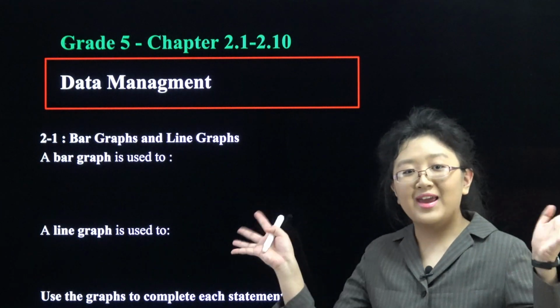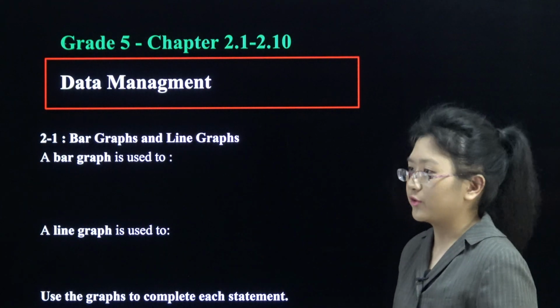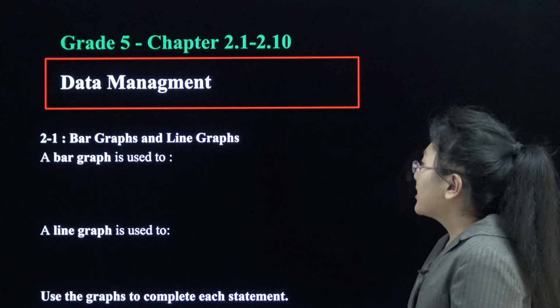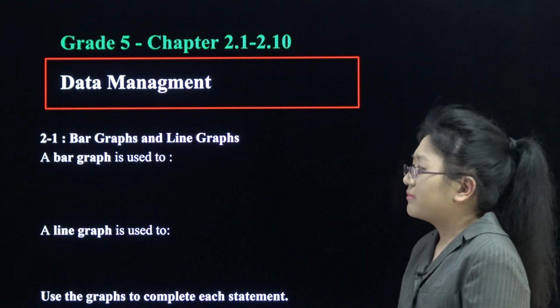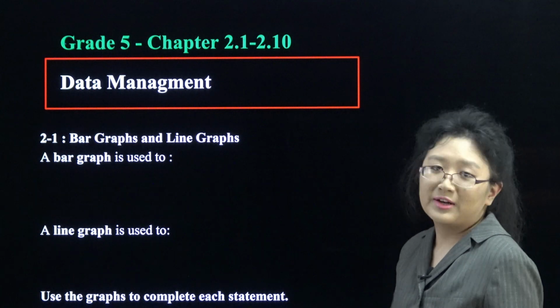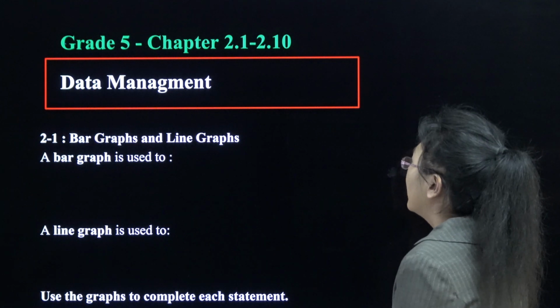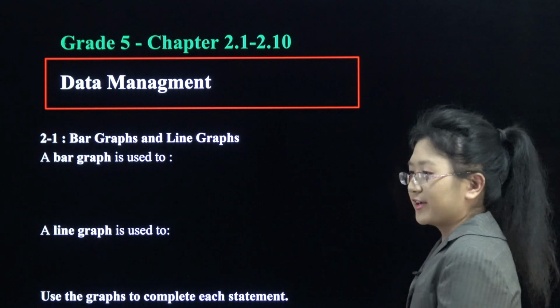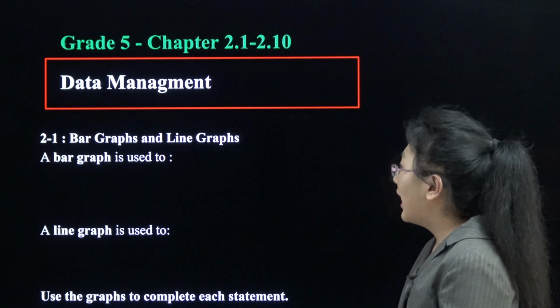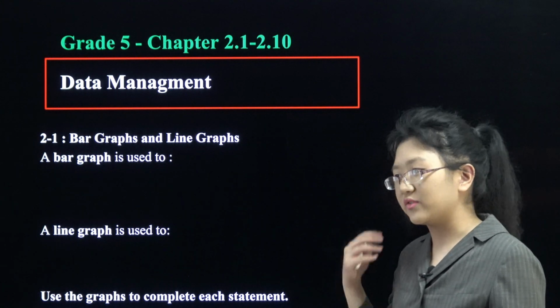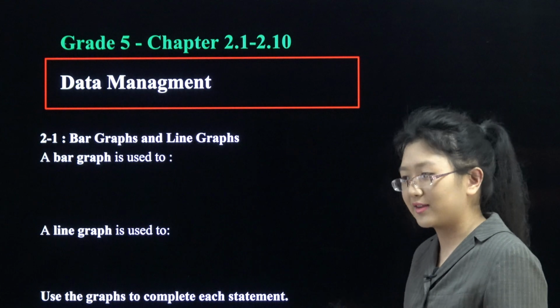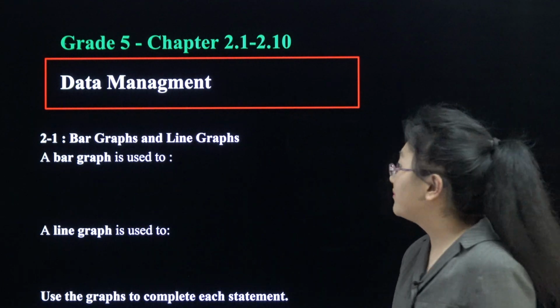Chapter 2 now. Hooray! It's chapter 2, guys. And this time we're talking about data management. Data, tomato. Now, how do we manage data? Well, we use a bunch of different graphs, a bunch of different charts, and other things like that. Diagrams, maybe, and all that.